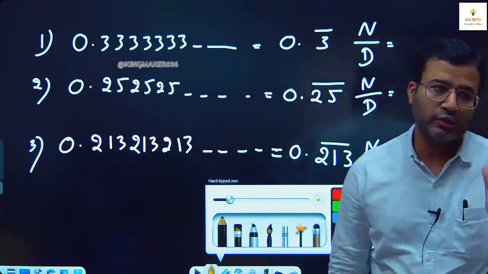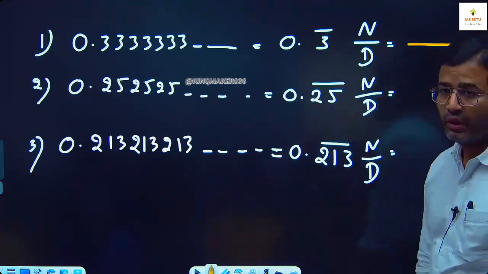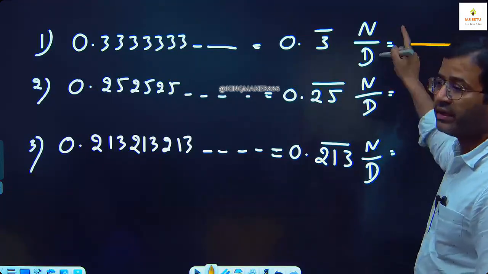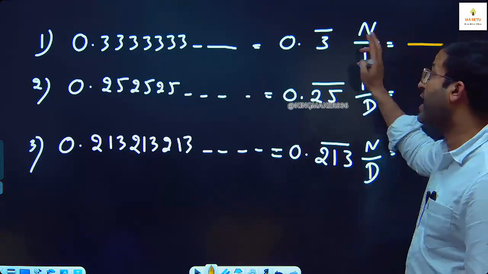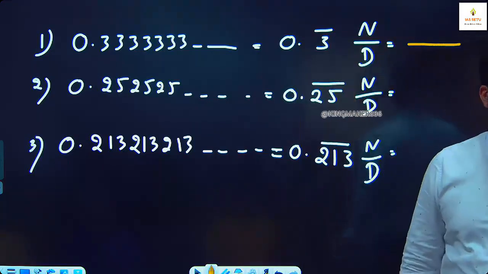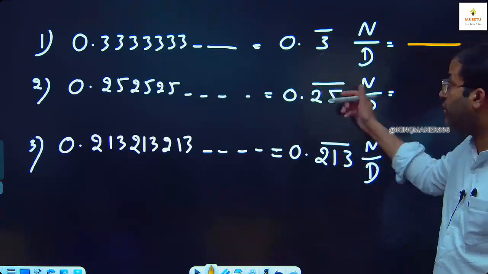Now I tell you the shortcut. Our shortcut is, first I tell you the denominator, then I tell you the numerator. In our denominator, we have as many 9s as there are digits under the bar. So there is 1 digit under the bar, so we have one 9.